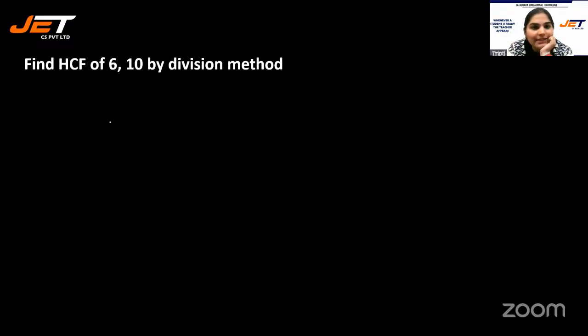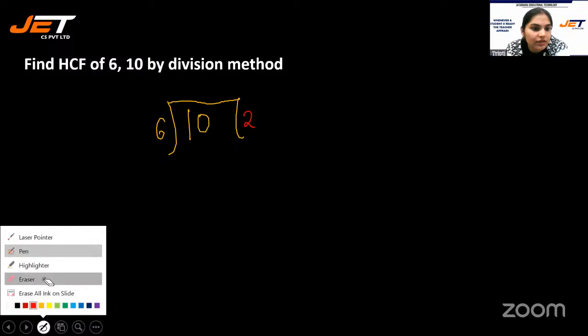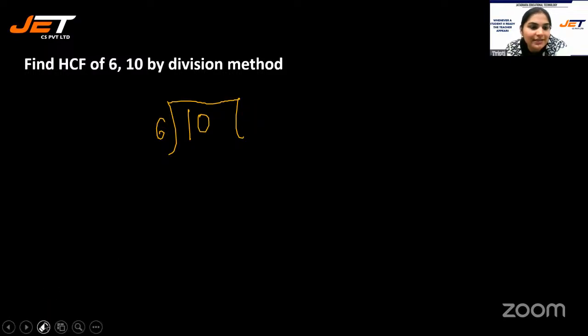Okay, so HCF of 6 and 10. Making the bigger number the dividend and the smaller number the divisor. Here, 6 times 1 is 6. I got the remainder as 4. Now making this 4 the divisor, and this 6 which was there will be the dividend.